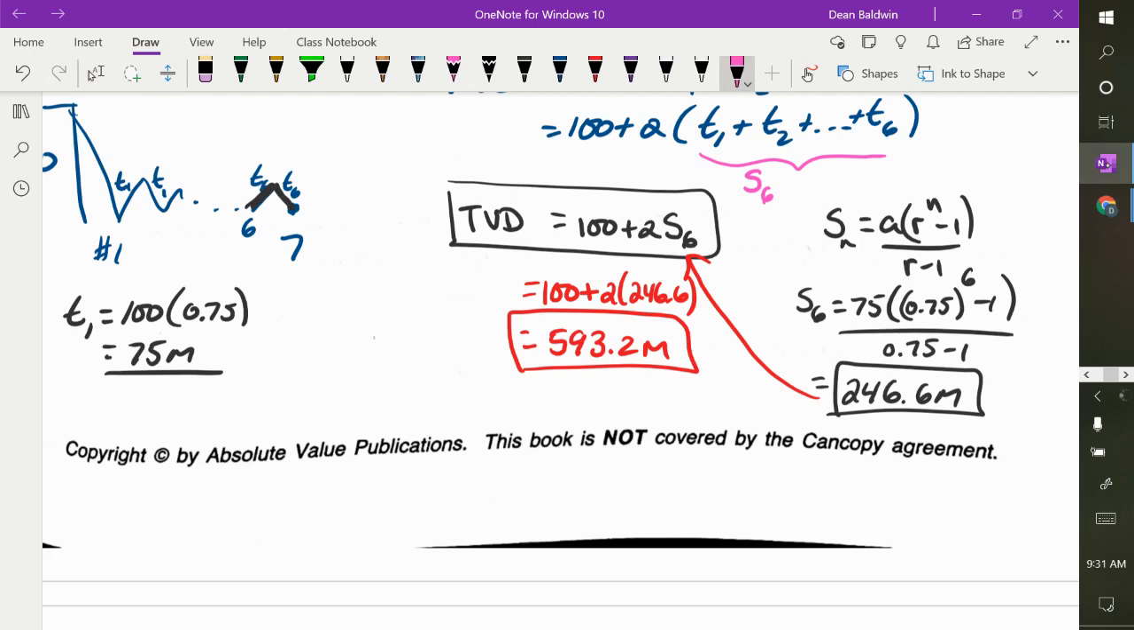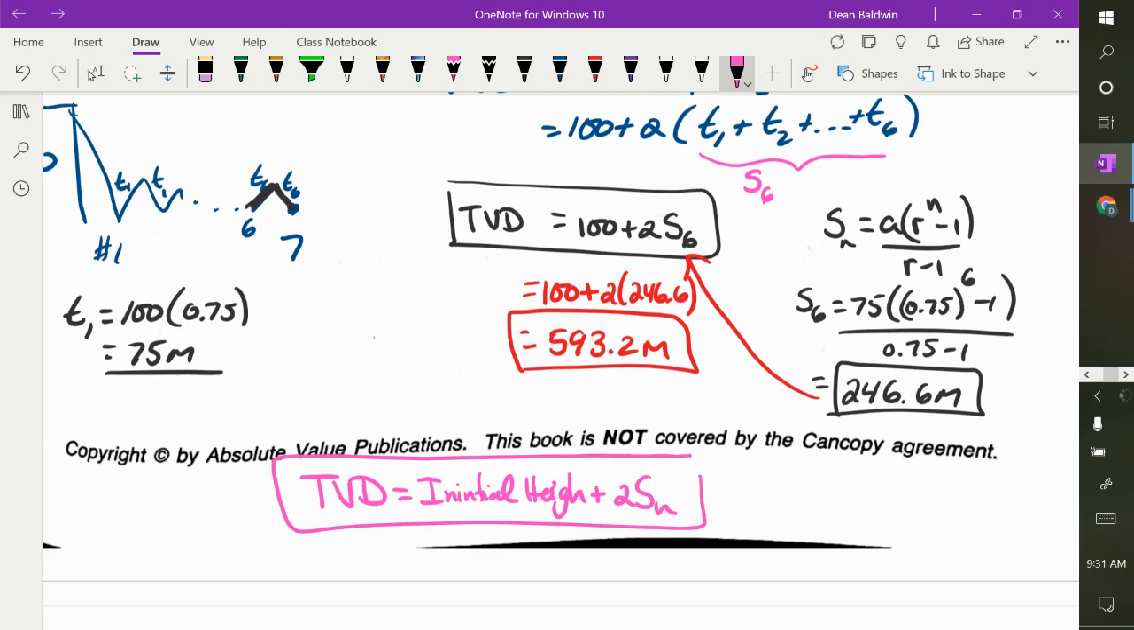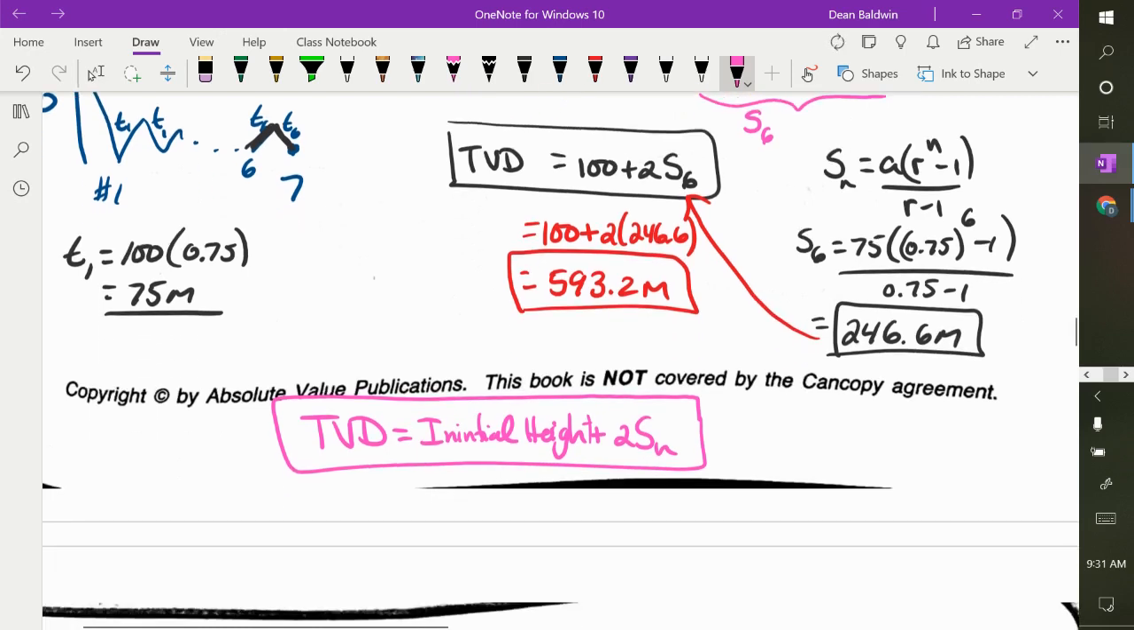So on your formula sheet, you should write this formula. TVD is total vertical distance, is the initial height, and I guess height has a T at the end of it, plus 2 times the sum of whatever terms you're summing. Okay?